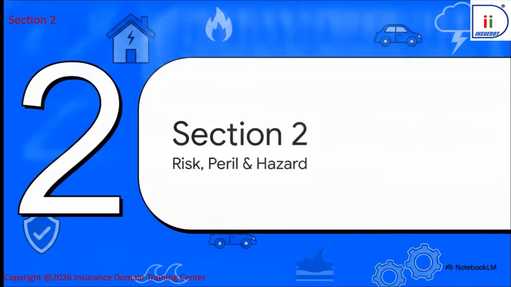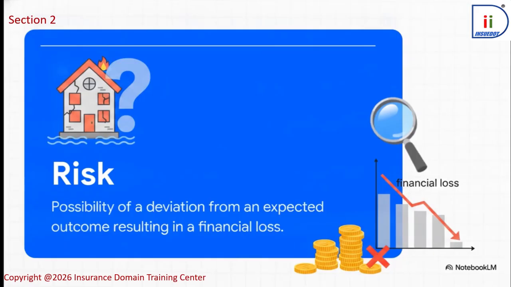Let us understand the concept of risk, peril and hazard. You know, in everyday conversation, we all kind of use risk, peril and hazard interchangeably. But to an underwriter, mixing these up is a serious mistake. So first, let us speak about risk. Risk is simply the overarching possibility that a financial loss might actually occur to a given asset.